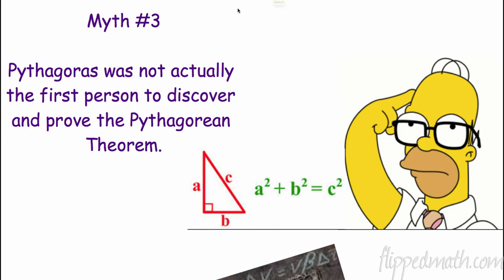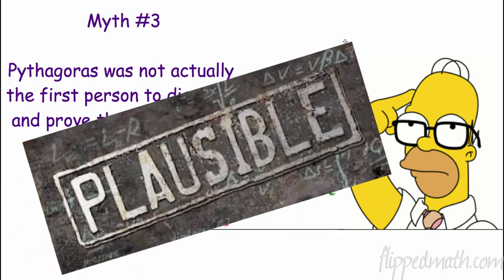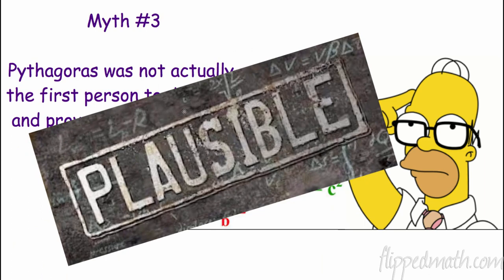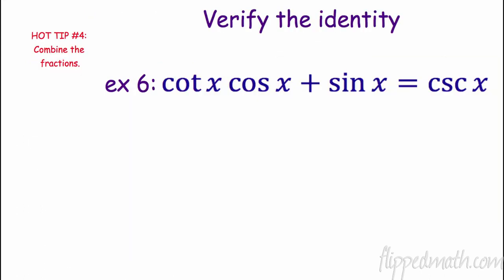All right, myth number 3. Pythagoras was not actually the first person to discover and prove the Pythagorean theorem. This well-known theorem, a squared plus b squared equals c squared. He was not actually the first person to discover it. That is actually plausible. There are many different instances of societies and cultures prior to Pythagoras being on this planet, and they would write Pythagorean triples, 3, 4, 5, 5, 12, 13. They knew about that. So it is very plausible that although it's named after him, he did not come up with the Pythagorean theorem. All right, so let's take a look at the next one.